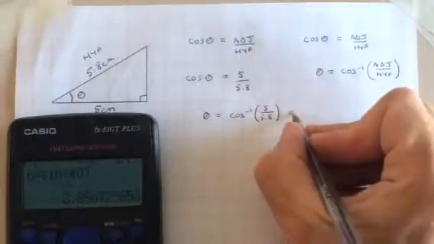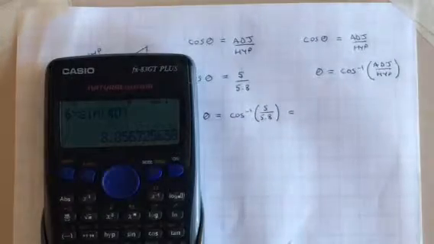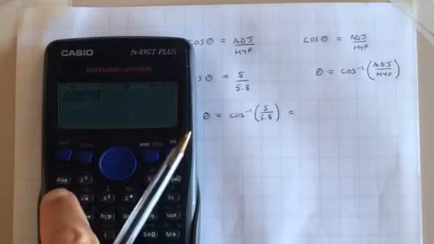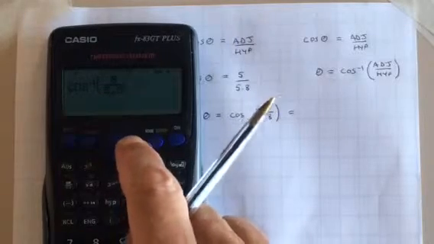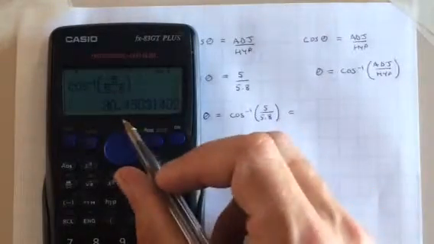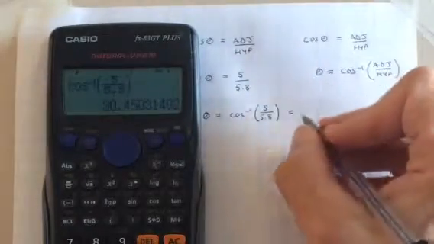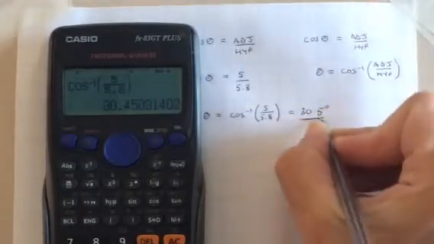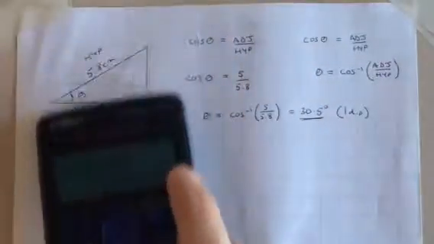On my natural display calculator, I can type exactly as it is there. To get inverse cos, I go shift cosine. I'm going to use the fraction button: 5, arrow down, 5.8, arrow to the right, close brackets, equals. And that gives me 30.45031, which to 1 decimal place is 30.5 degrees. Generally we always give degrees to 1 decimal place.